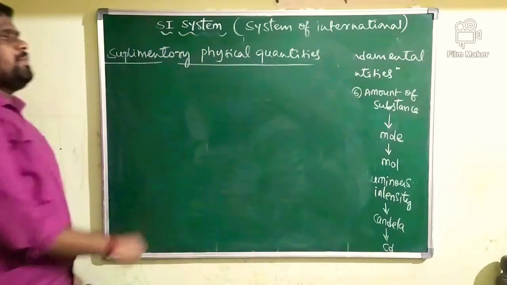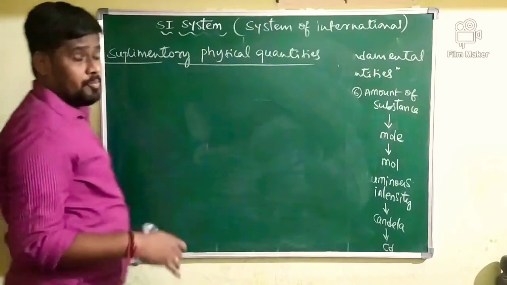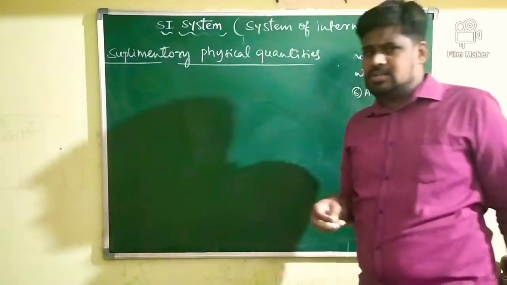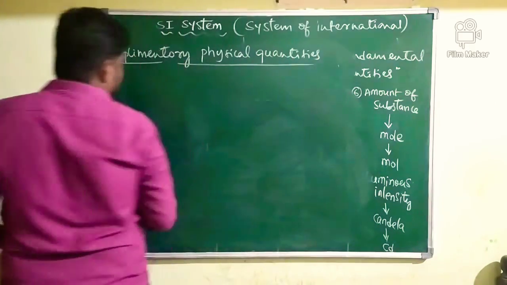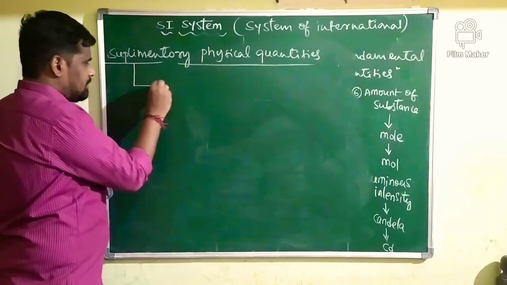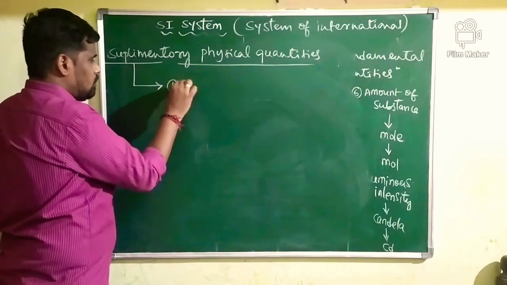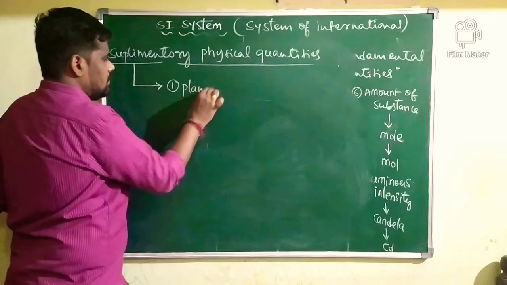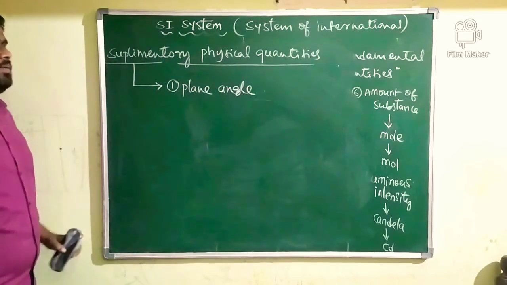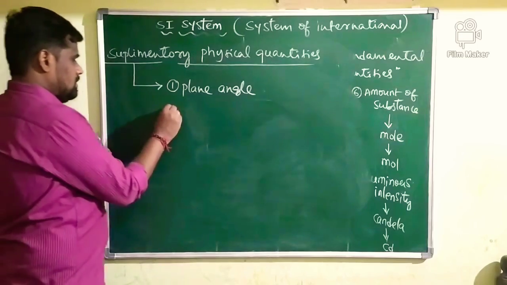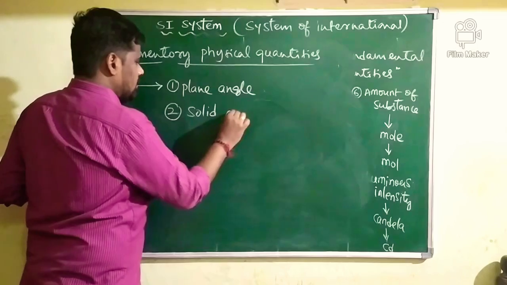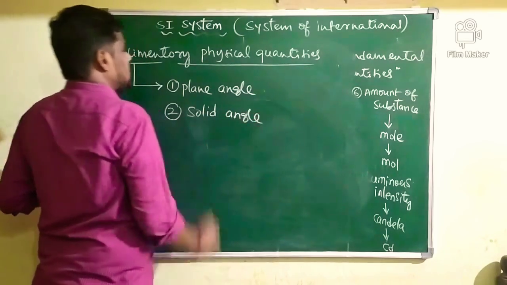We have 2 supplementary physical quantities. How many fundamental physical quantities do we have? 7 fundamental physical quantities. Then how many supplementary physical quantities? We have 2. The first supplementary physical quantity, we call it the plane angle. And the second supplementary physical quantity, we call it the solid angle.